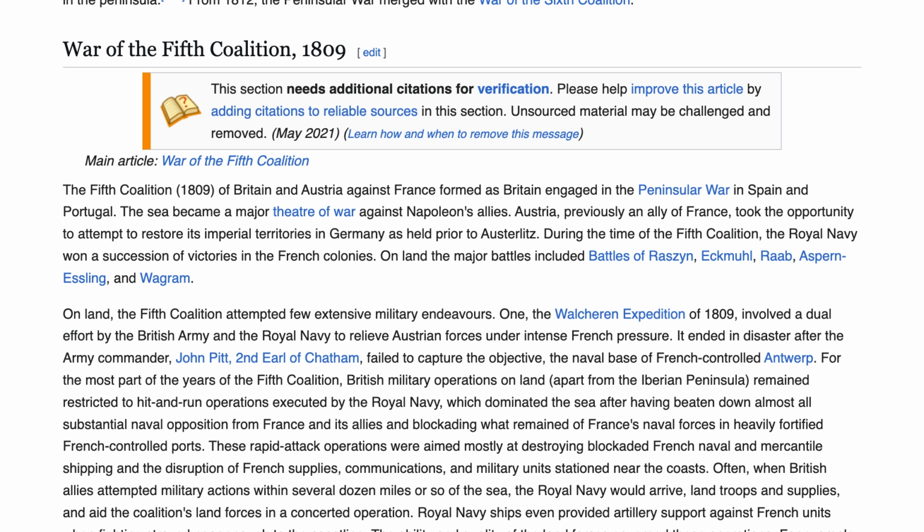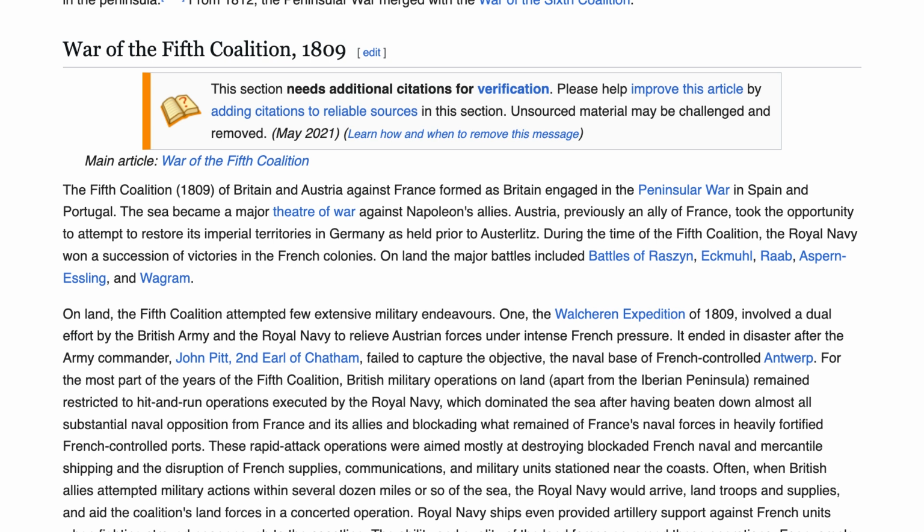For the most part of the years of the Fifth Coalition, British military operations on land, apart from the Iberian Peninsula, remained restricted to hit-and-run operations executed by the Royal Navy, which dominated the sea after having beaten down almost all substantial naval opposition from France and its allies and blockading what remained of France's naval forces in heavily fortified French-controlled ports. These rapid attack operations were aimed mostly at destroying blockaded French naval and mercantile shipping and the disruption of French supplies, communications, and military units stationed near the coasts.